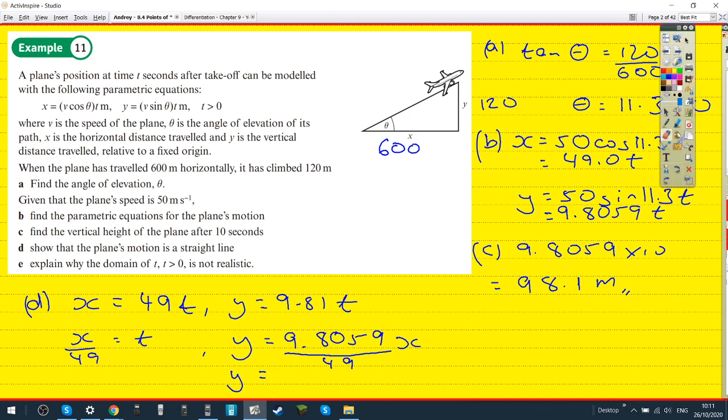And what do you have to say at the end? So therefore, the plane of motion is a straight line. Maybe that's enough. Yeah, because it's in the form y equals mx plus c. E.